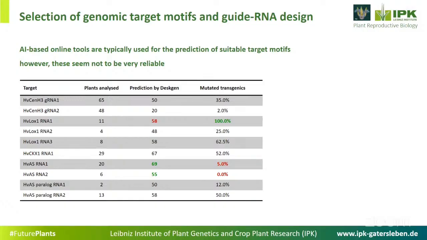So what you see here is a couple of genes we have mutated, and the number of plants analyzed in the second column, and then the prediction of a certain guide RNA predicted by such a platform. And this is one of these most famous platforms. And in the first case, for instance, we analyzed 64 plants, and 35% of these transgenic plants were mutated.